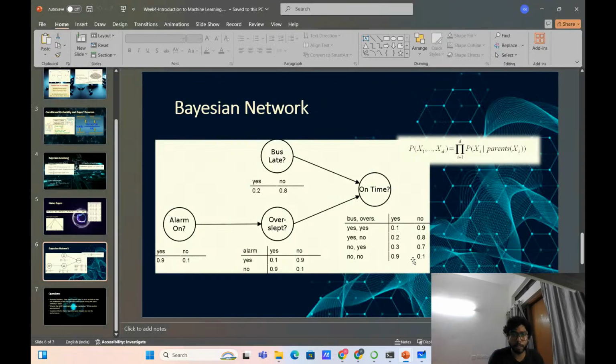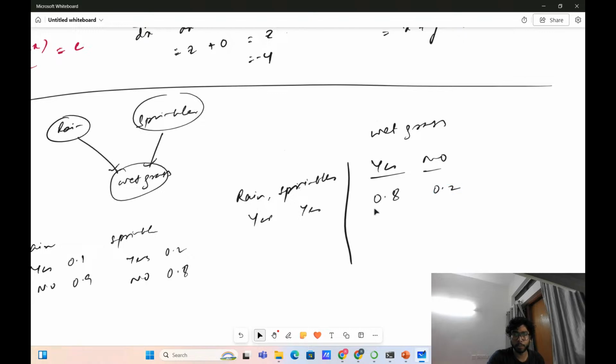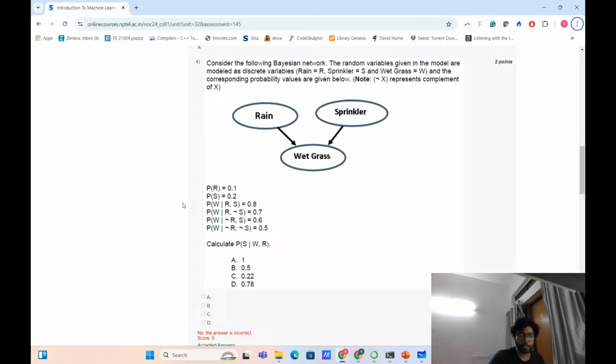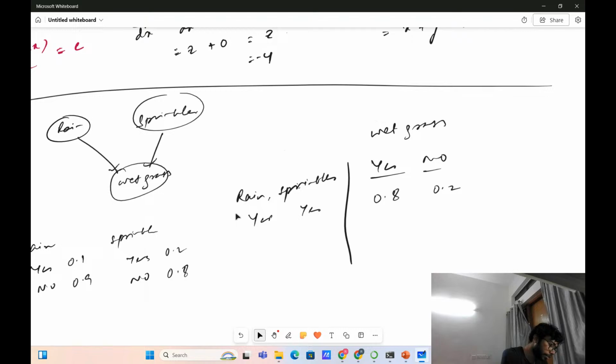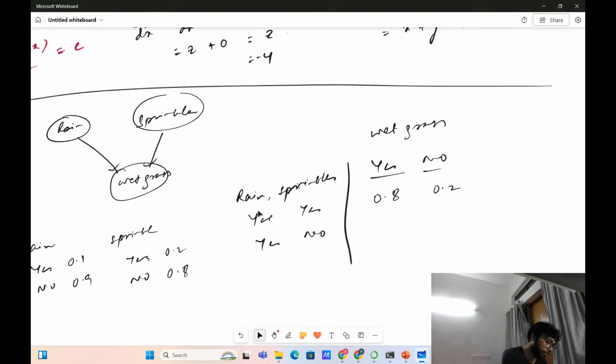Okay, so rain, sprinkler, both yes. What is the probability of wet grass? Probability of wet grass is 0.8, and probability of not wet grass would therefore be 0.2. 0.8 is yes, 1 minus 0.8, 0.2. Next is rain yes, sprinkler no. Not sprinkler, this is the symbol for not. What is the probability of wet grass? 0.7. What is the probability of no wet grass? 0.3, right?